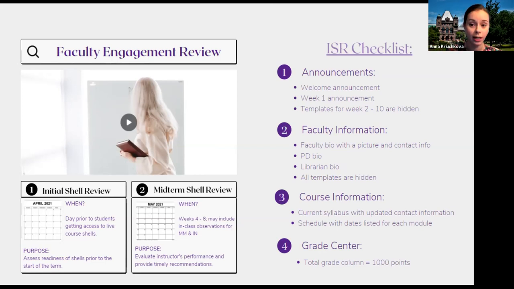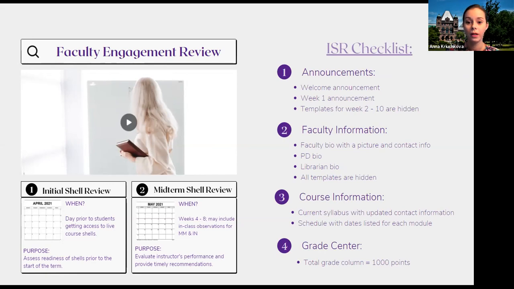What they're supposed to see is a customized welcome announcement and a week 1 announcement. Templates for weeks 2 through 10 must be hidden from their view. And it doesn't only include the weekly announcement templates, it also includes any type of announcements that are left in the shell for the instructor specifically.